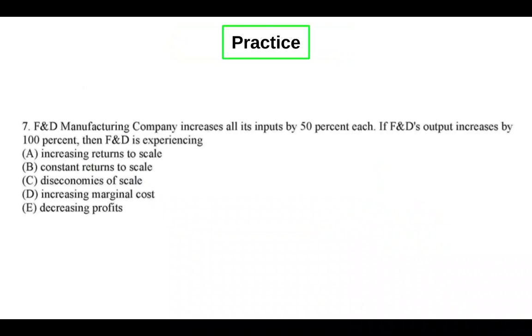Go ahead and pause the video, and then I'll go over the answer. All right, correct answer here is going to be A, increasing returns to scale. This is the definition. I'm increasing my output by more than I'm increasing my inputs, so increasing returns to scale.